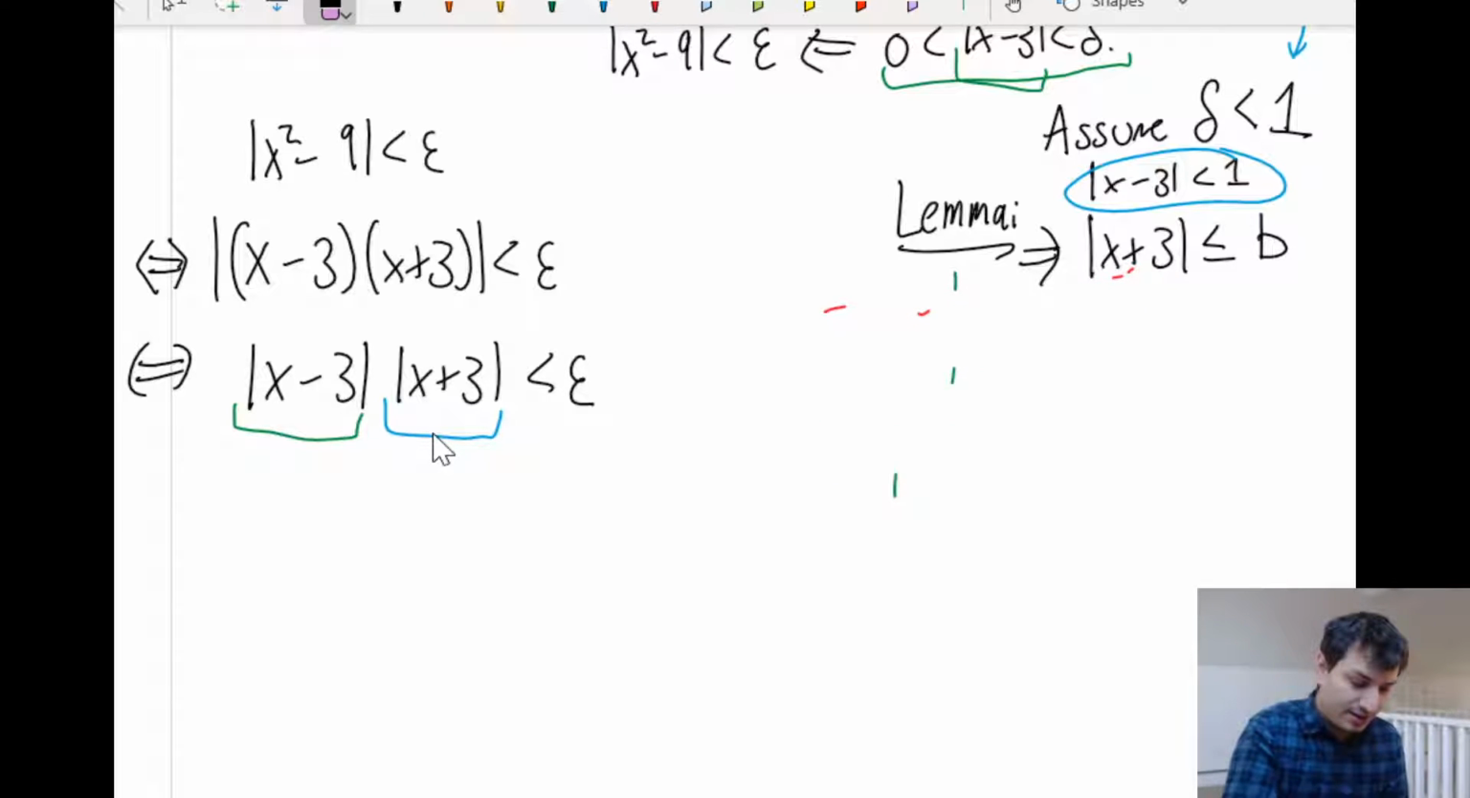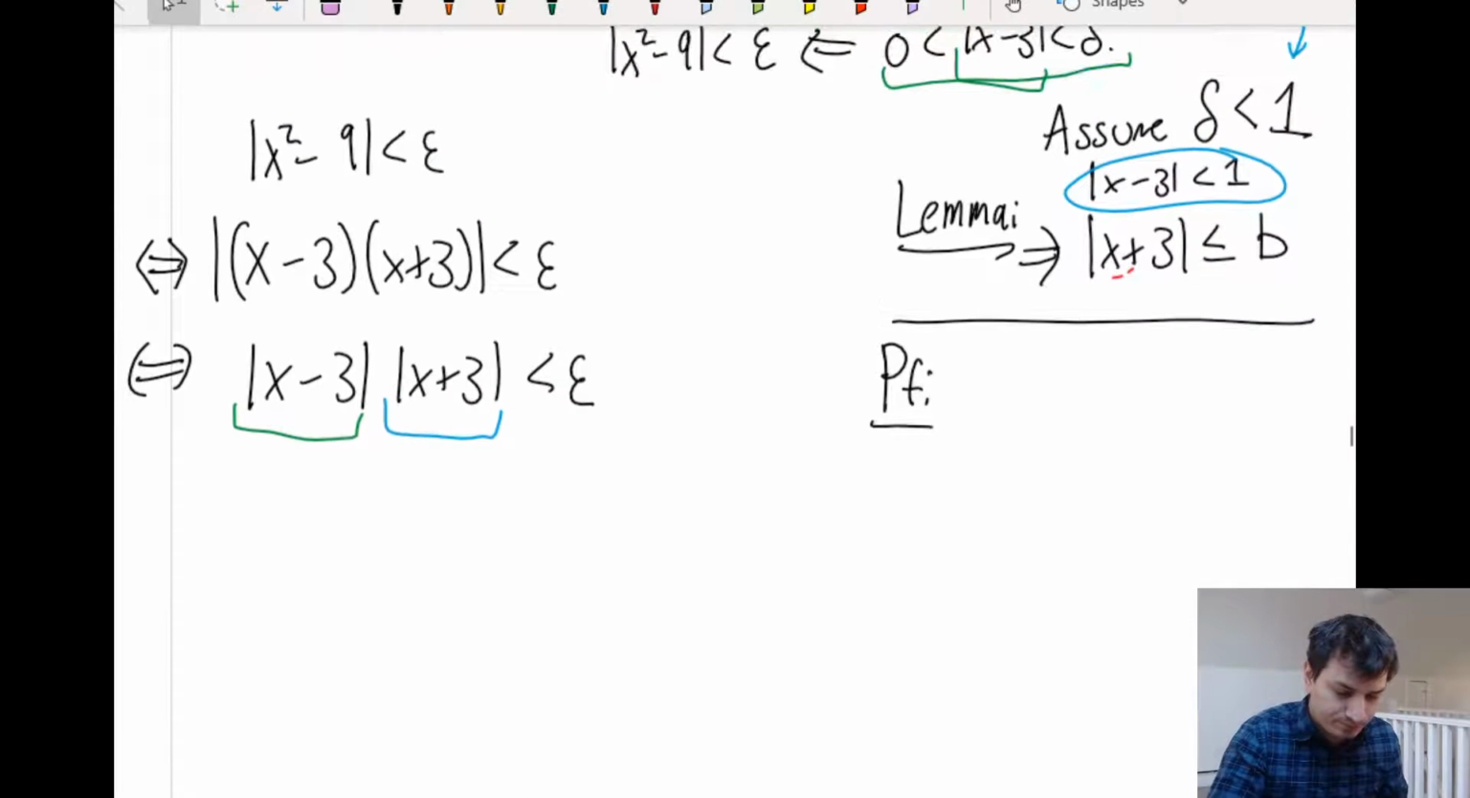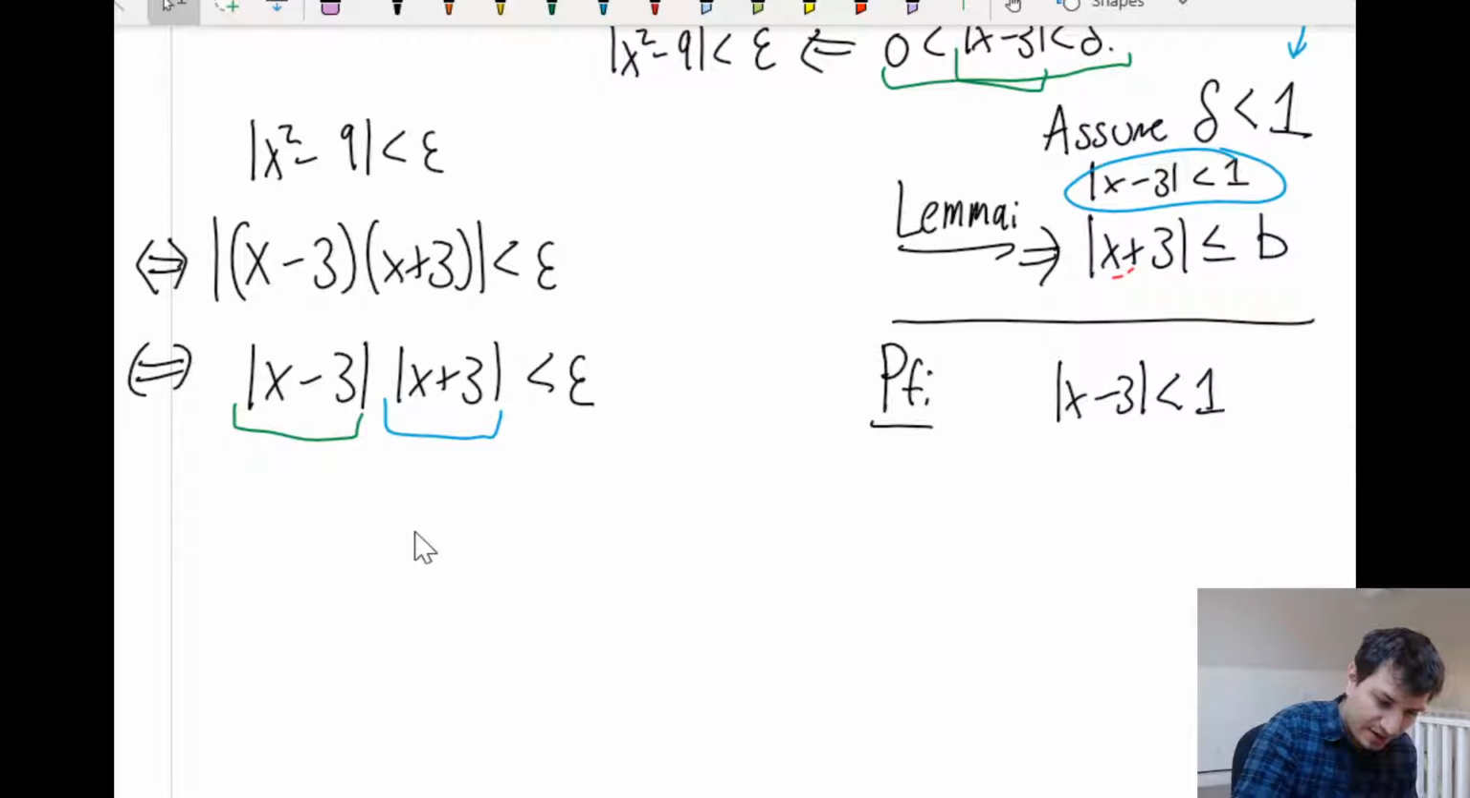Okay, so let's try it. Again, I don't want to presuppose what b is. We're going to fill it in as we go, because I won't know what it is until we get there. So here's the proof of the lemma. I'm going to start with x minus 3 is less than 1. That's the hypothesis of the lemma. And that is the same thing, by the sandwich property, as minus 1 less than x minus 3 less than 1.